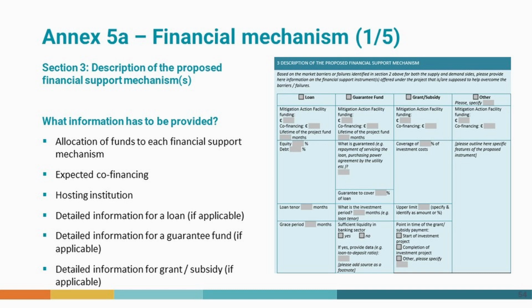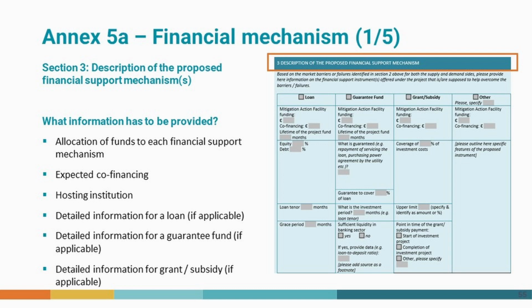Financial mechanism. Slide 1. The proposed financial support mechanisms that have been selected based on the market barriers identified in the previous sections are to be described in the final part of Annex 5A. Here you must state for each financial mechanism that your project is going to establish, it can also be only one financial mechanism, how much of the Mitigation Action Facility funding will be allocated to it, the amount of co-financing expected, which institution will host and operate it, and whether this institution already exists or not.